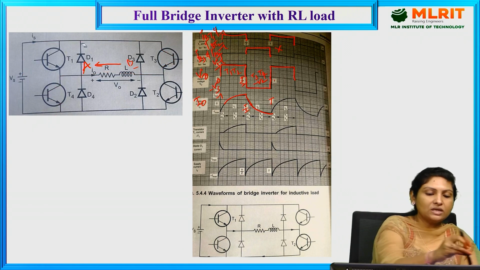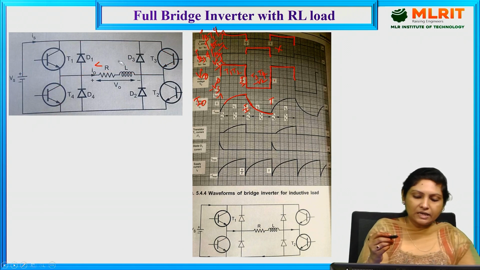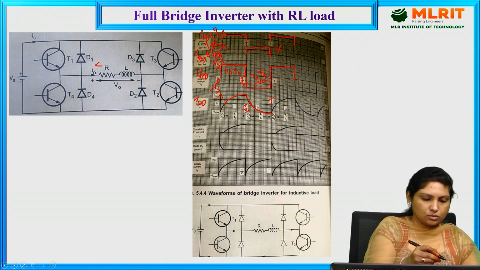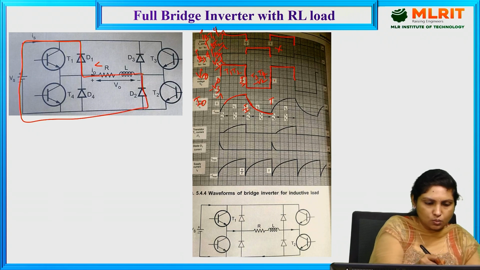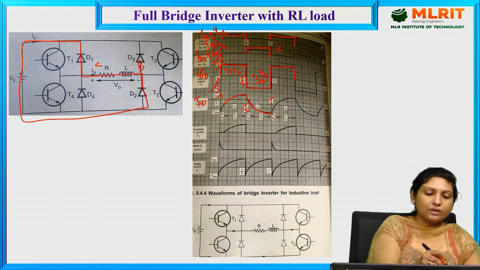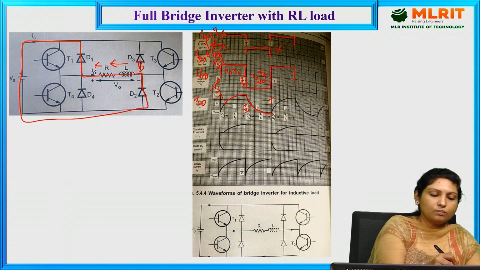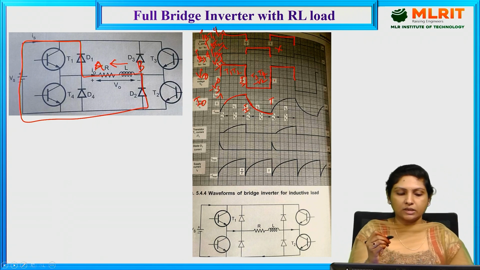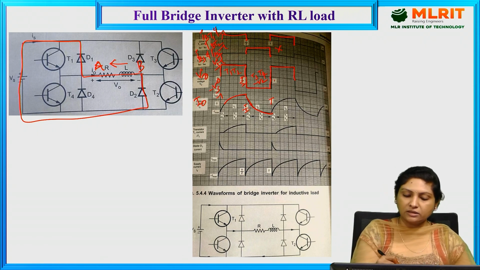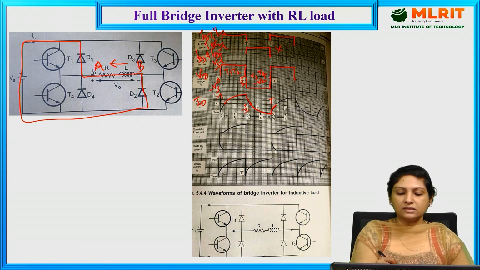So that is the only reason: it forward biases D1 and D2, so that it can maintain the current flow in the same direction, that is from B to A. Now whatever energy is stored in the inductor is getting dissipated. Because the inductor is giving up its energy, the current through the load reduces, and finally it becomes zero at this instant. And at this instant again we provide the triggering pulse to T1, T2.